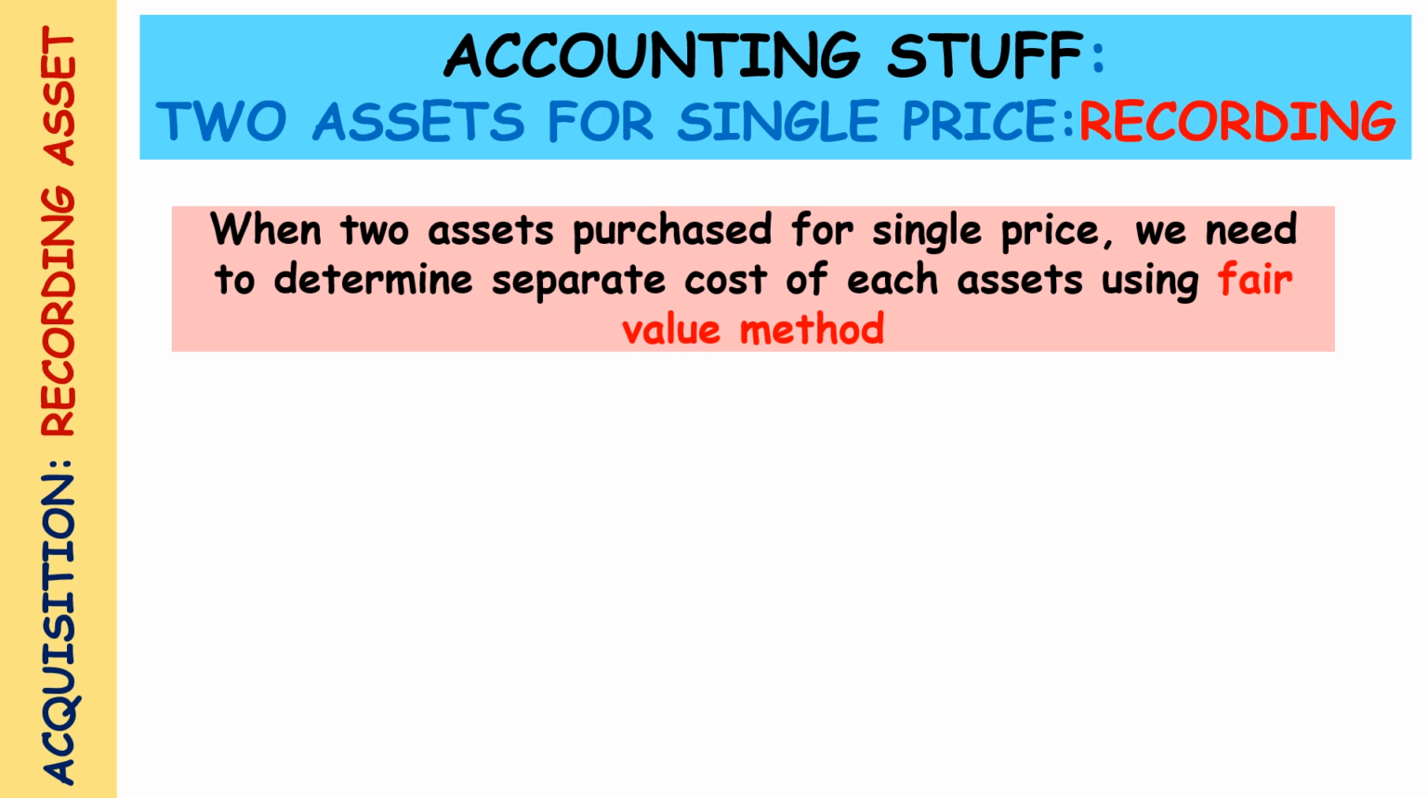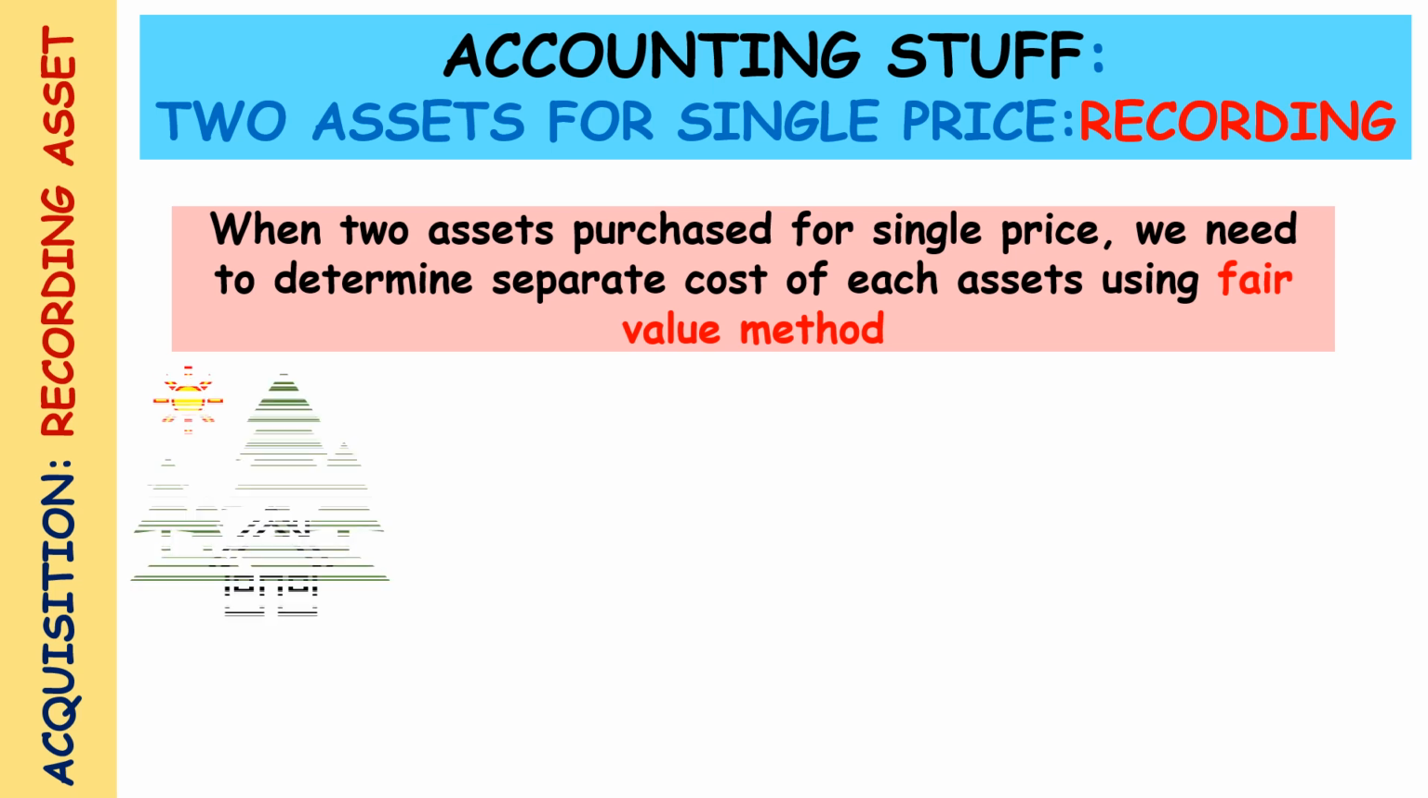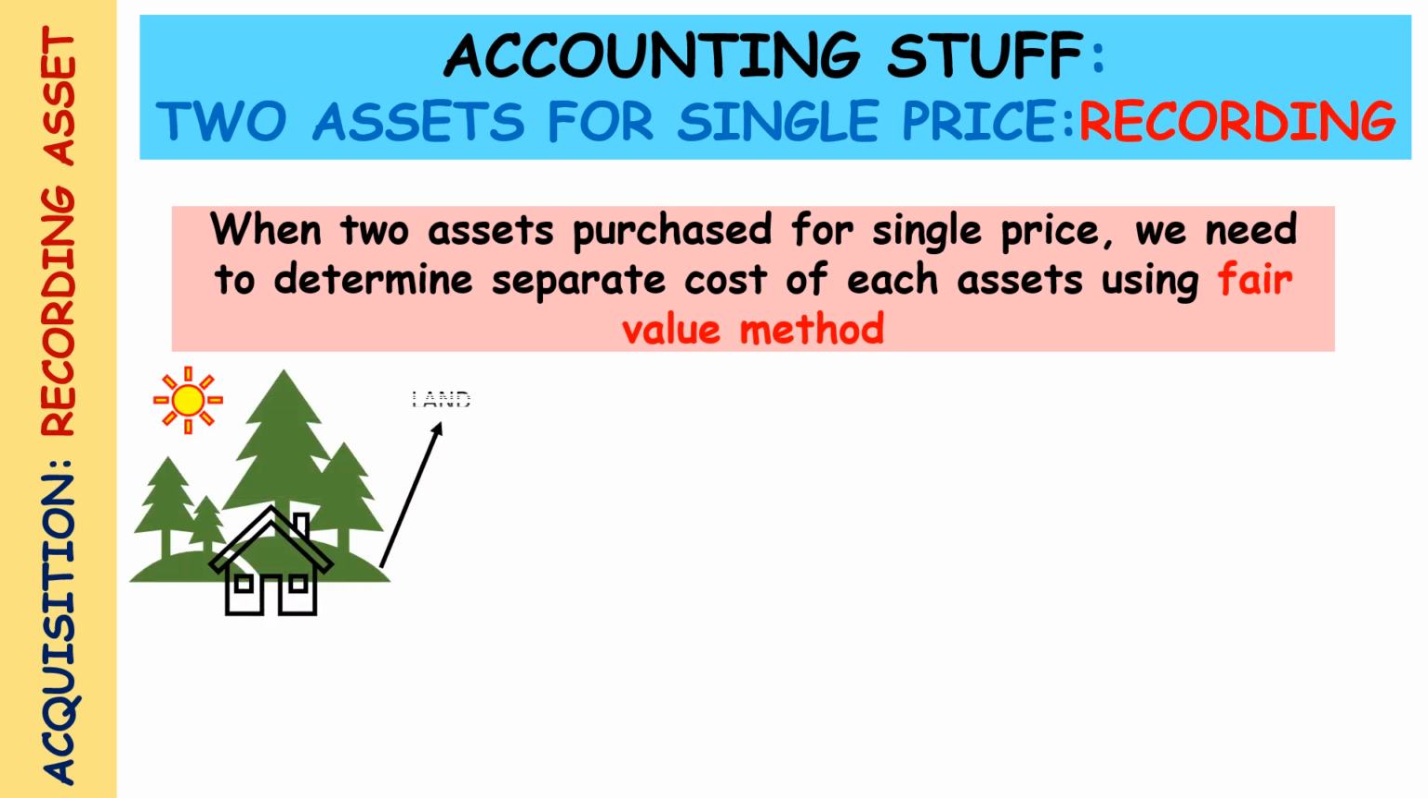Sometimes we purchase two assets for a single price. And if this happens, we need to determine the cost of each asset separately using the fair value method. Here's an example. Now here you could see that there is land in this asset and there is this building or property. Both have been purchased for $2 million. Now both need to be recorded separately. One reason for recording them separately is that building will be depreciated, but land, however, will not be depreciated. Therefore, we need to record them separately as well.